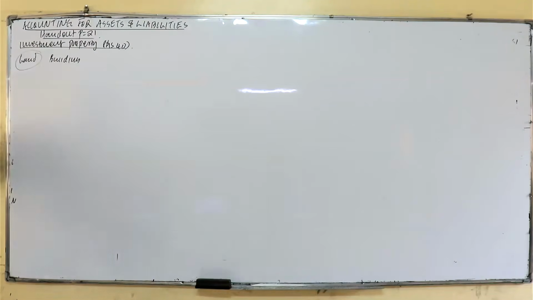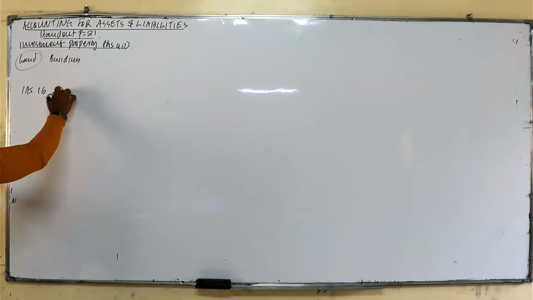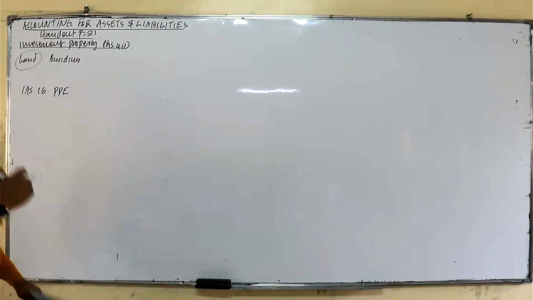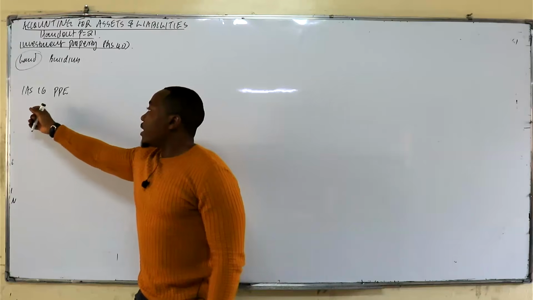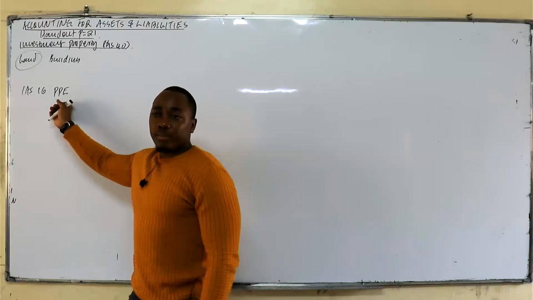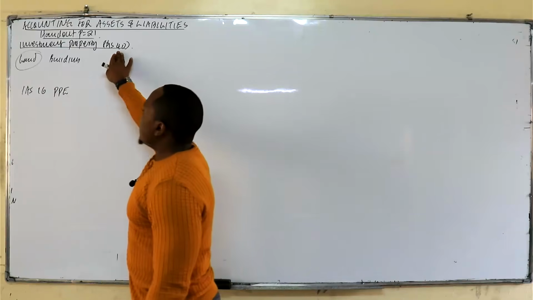Now, what's the difference between IAS 40 and IAS 16? IAS 16 is on PPE, plant, property, and equipment, of which a rented building also falls under IAS 16 PPE. When does land or building qualify to be an investment property and not a PPE?